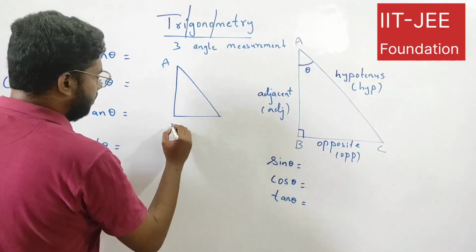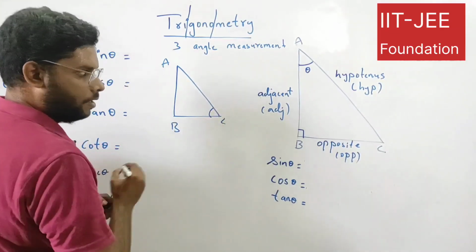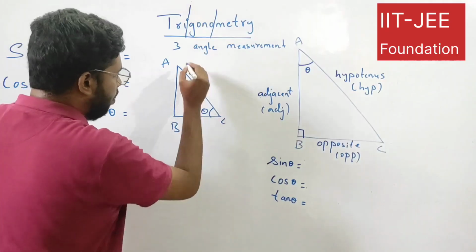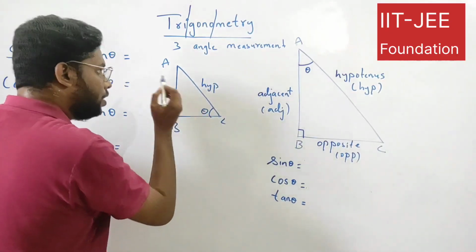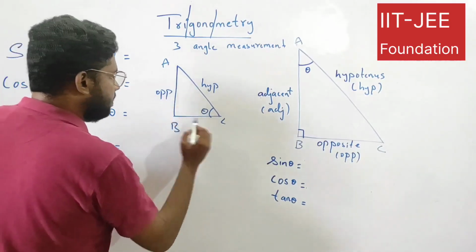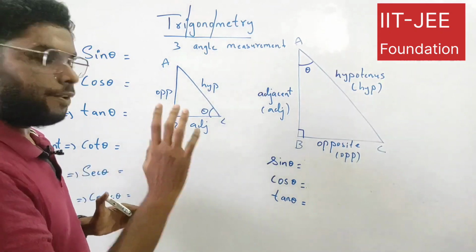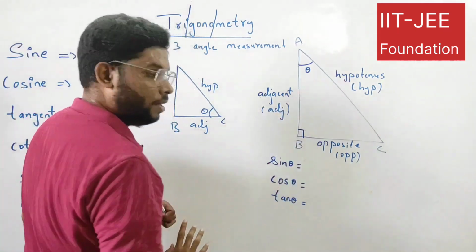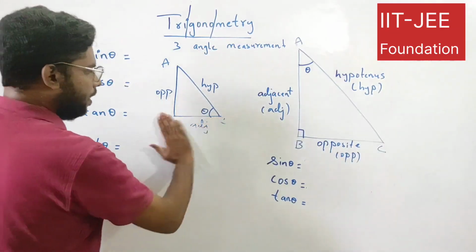Okay, now A, B, C. Suppose I consider the angle here, theta. This is always called the hypotenuse, HYP. And the side opposite to the angle, which side? This side is called the opposite side, and this is called the adjacent side. I think now you are familiar with these three terminologies. With this terminology we are going to find the 6 trigonometric ratios.